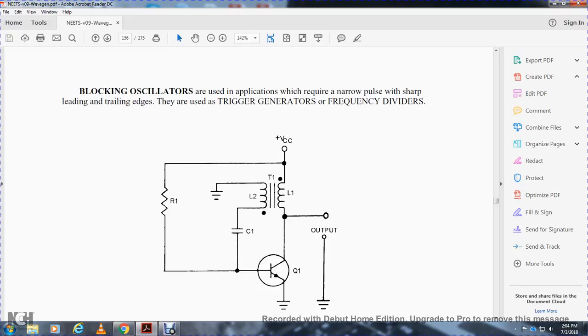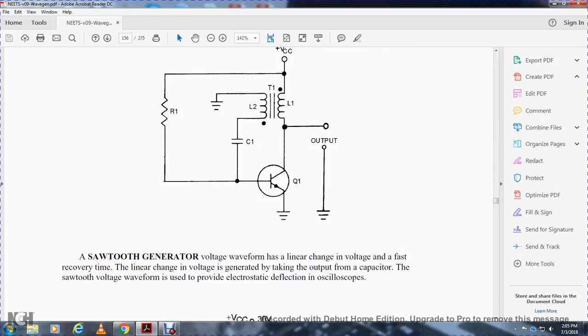Blocking oscillator. It is used for applications requiring a narrow pulse, with sharp leading and trailing edges, for triggers, and generates a frequency divider. Sawtooth generators. Voltage waveform with linear changes. Voltage of fast recovery time and linear change.